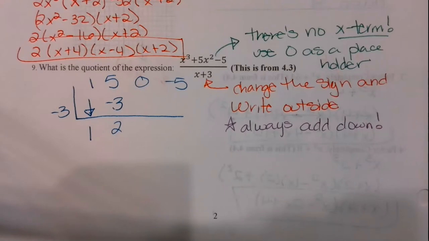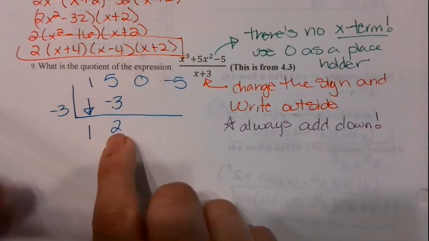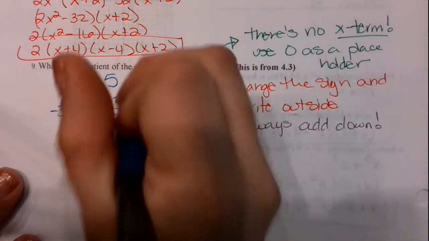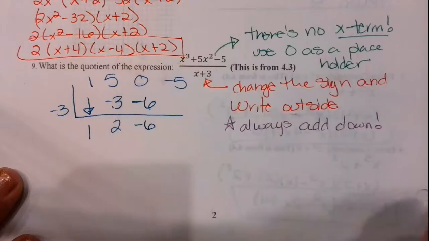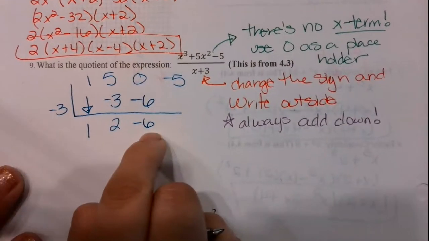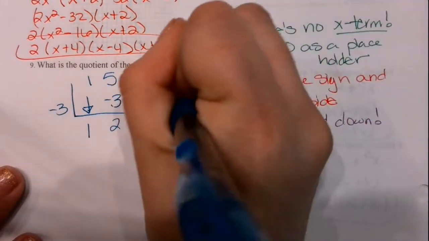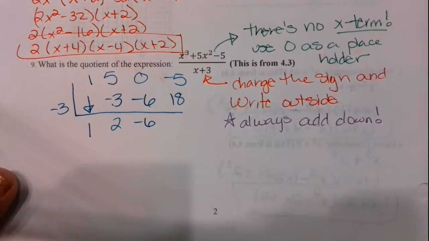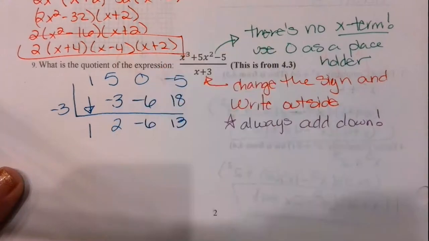Okay. Then I have 2 times negative 3, gives me negative 6. 0 minus 6 is negative 6. Negative 3 times negative 6 is positive 18. Negative 5 minus, or plus 18 is positive 13.